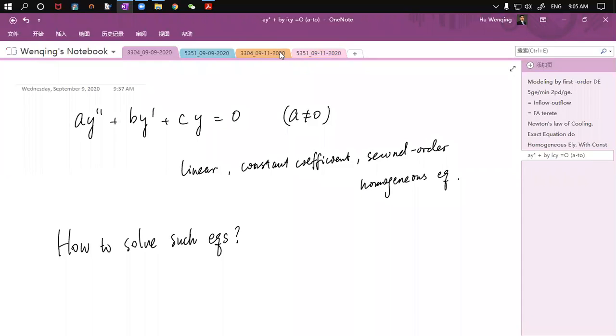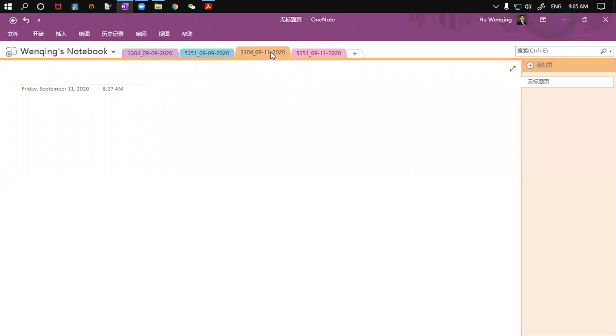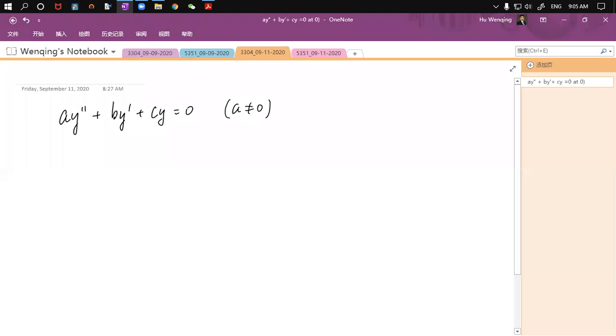So that comes the problem. How are we going to solve an equation of this form: ay double prime plus by prime plus cy is equal to 0, where a is not equal to 0? The reason why we said a is not equal to 0 is because we want an equation that is essentially a second order equation. If a is equal to 0, then you become a first order equation. It's not a second order equation anymore. That's why we want to have second order equations.